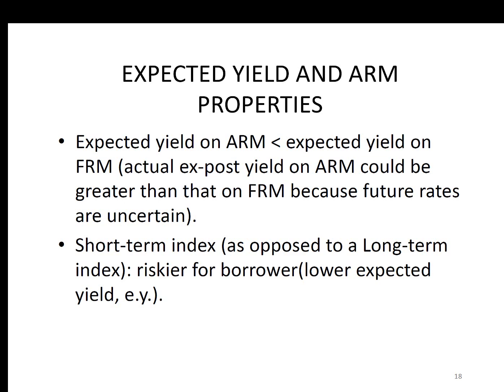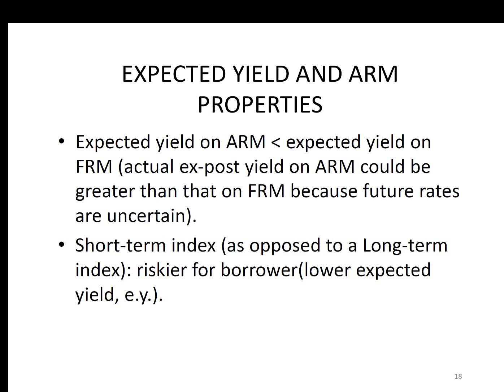Now let's look at expected yield and adjustable rate mortgage properties. The expected yield on an adjustable rate mortgage is smaller than the expected yield on a fixed rate mortgage because the lender shares a lower amount of interest rate risk. The lower the risk, the lower the return. But keep in mind the actual realized yield on an adjustable rate mortgage could be higher than the fixed rate mortgage because there is uncertainty in future rate changes.